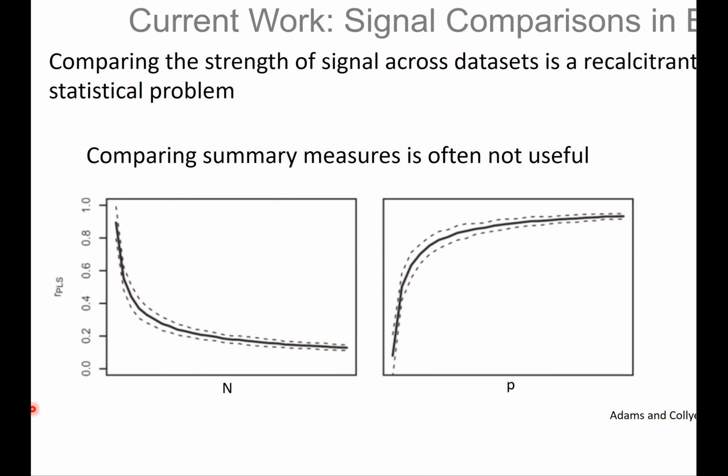Or I could flip this around and be a little cynical. If I want a high correlation, I either measure lots of variables or very few specimens, right? So this isn't very good. We shouldn't really be comparing things with this sort of a tool. And so we need something else.